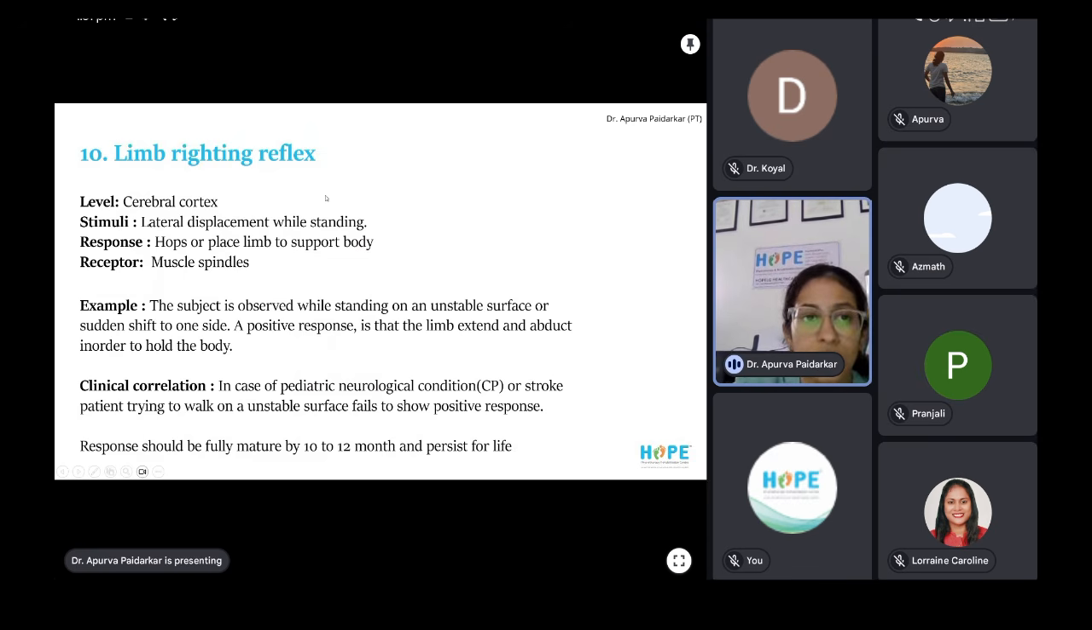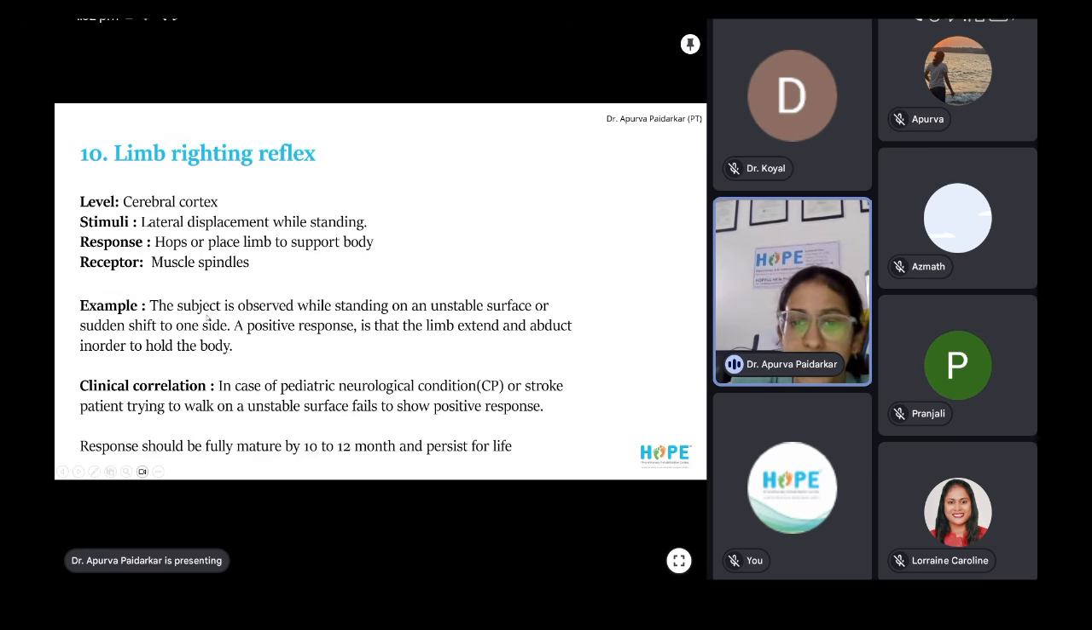The 10th is the limb righting reflex. Here the level is the cerebral cortex, the stimulus is lateral displacement while standing, the response is hops or places the limb to support the body, and the receptor is the muscle spindle. So what happens over here?